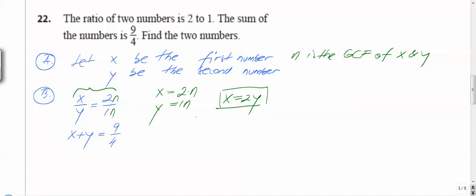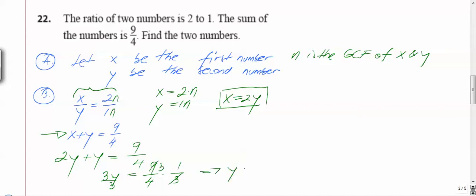Which means in the second equation, wherever I have x, I can write 2y, and now this equation becomes 2y plus y equals 9 over 4. Which gives you what? 3y equals 9 over 4. Now to find your y, you will divide everything by 3. You multiply this one by 1/3, because that's what happens when you divide by 3. 3 goes in 9 3 times, and it looks like your y is actually equal to 3/4.